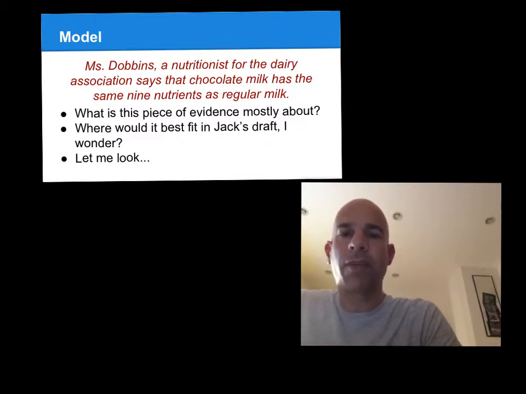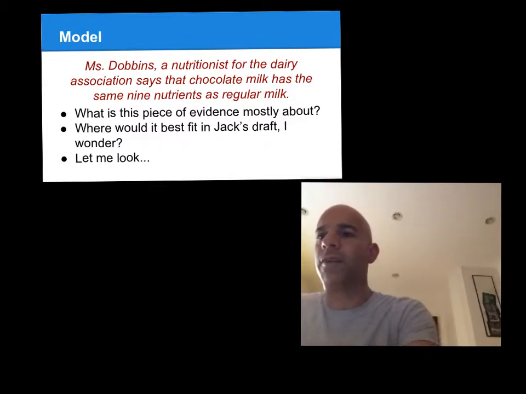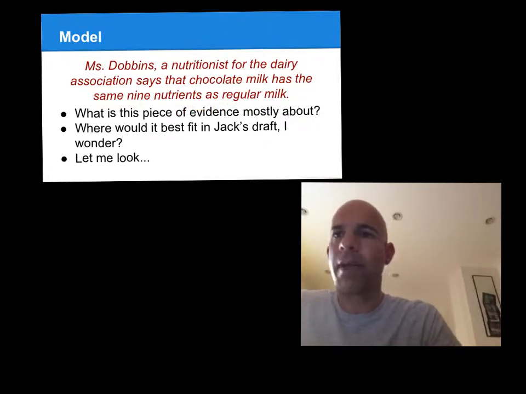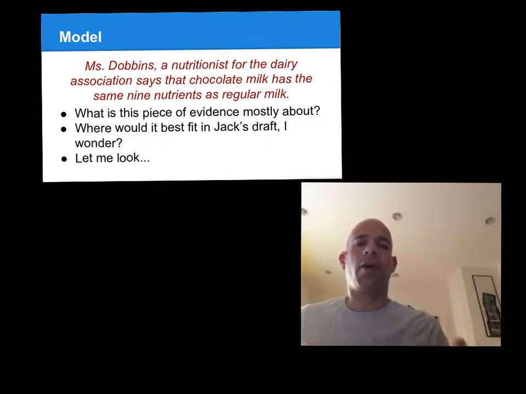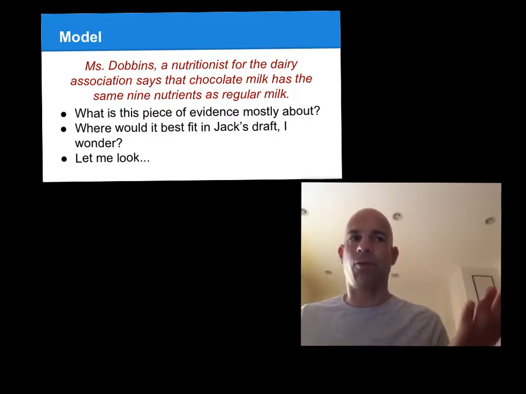But the piece of evidence that I'm going to be working with today was this one where it says Ms. Dobbins, a nutritionist from the Dairy Association, said that chocolate milk has the same 9 nutrients as regular milk. So what is that piece of evidence mostly about? Well, that piece of evidence shows that there are parallel similarities between chocolate milk and white milk, right? They have the same 9 nutrients. So what's the difference? One's white, the other one's chocolate.